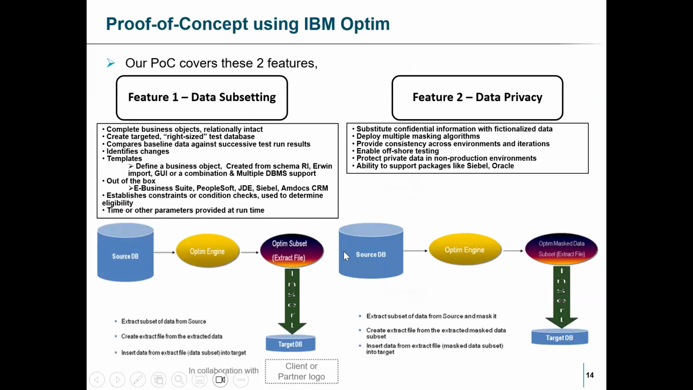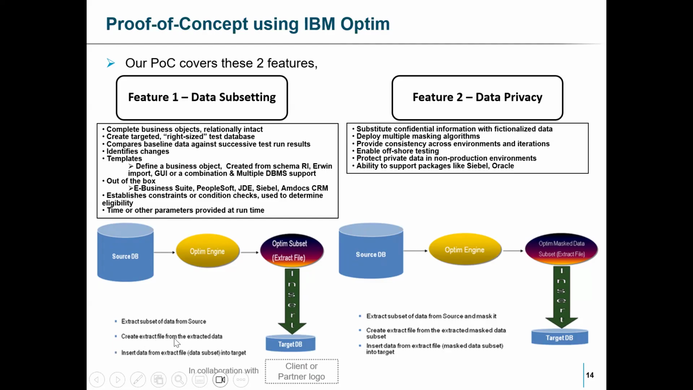Subsetting means, when you create the data, production data, and bring it into non-prod, that is data subsetting, extraction. How do they bring it? Source DB, it's production, through the IBM Optim engine, they will extract and insert into the target DB. Extract a subset of data from the source, create an extract file from the extracted DB, and insert from the extracted file into the target.